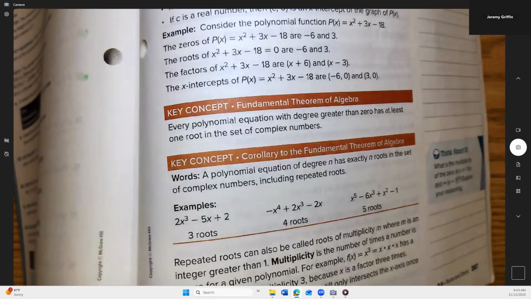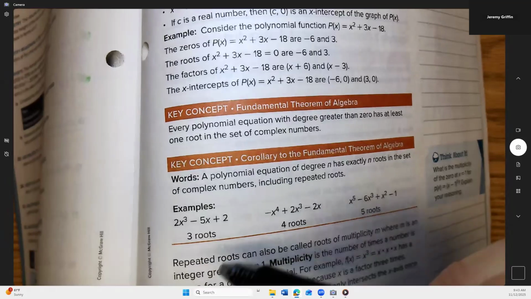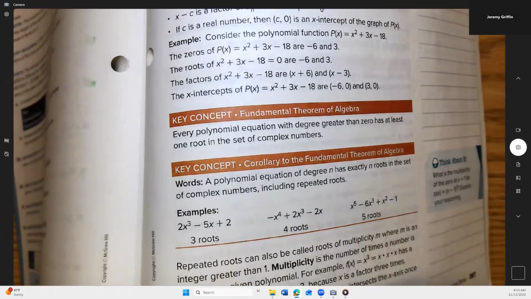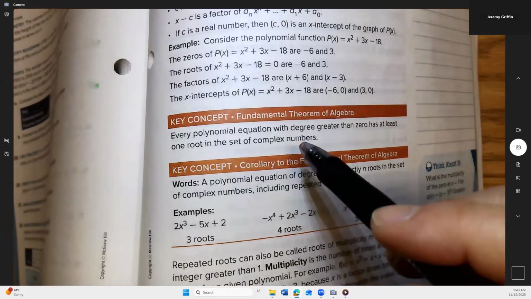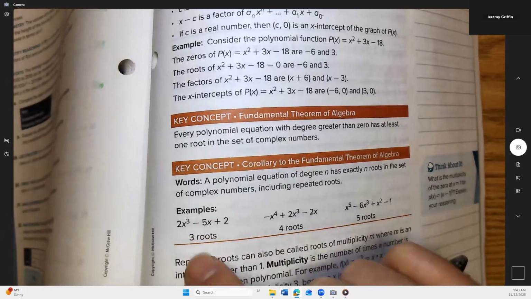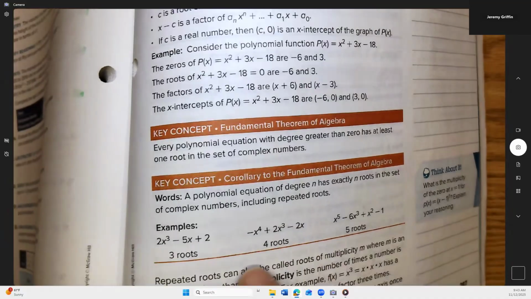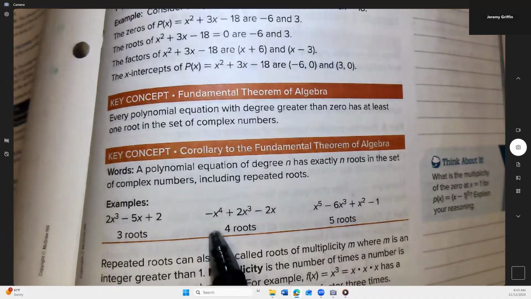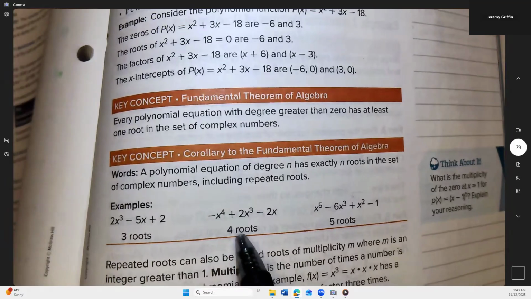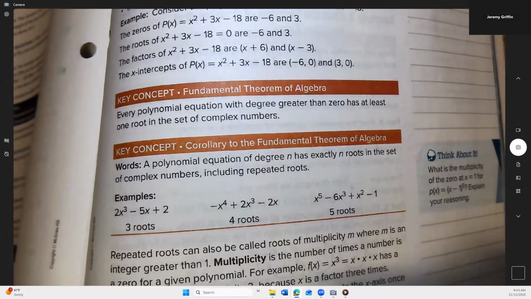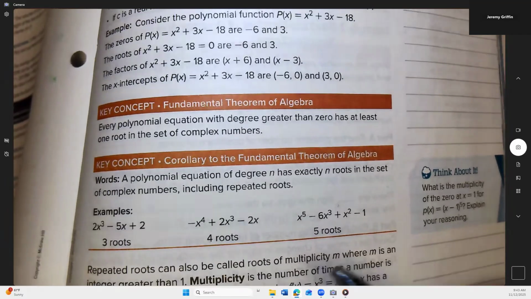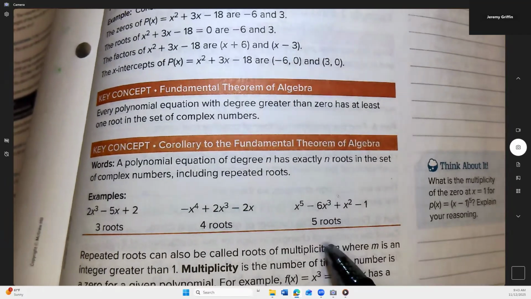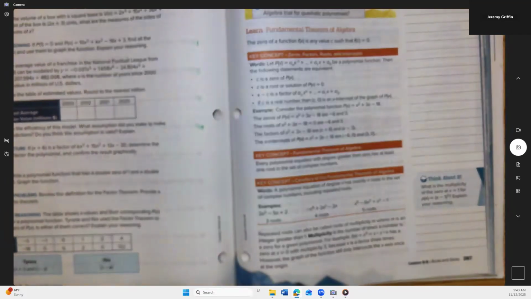Now, they might all be real, in which case the graph would cross the x-axis 3 times. Or maybe this graph only crosses the x-axis once, and then there are 2 imaginary zeros. That could also be the case. This next example has x to the 4, so that's degree 4, so there would be 4 roots. Again, it might be all real numbers, or maybe 2 are real and 2 are imaginary, or maybe all 4 are imaginary, or complex, you could say. And then x to the 5 has 5 roots. Here, that last one, I'll draw a picture for you guys.